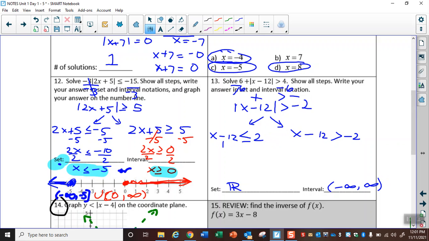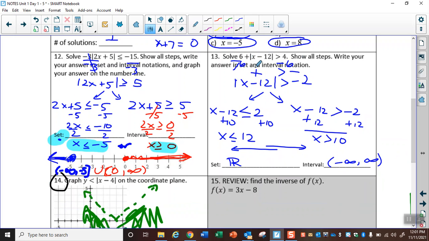If you were to solve it, if you go ahead and add 10 to both sides, you'll see that it ends up shading everything in. So x is less than 12. And then if I add 12 here, add 12 here, I get x is greater than 10. So that's like everything, right? Less than 12 shades to the left, and greater than 10 shades to the right. So basically the whole number line is shaded, and that's how you get all real numbers. But you can save yourself a little work if you realize it up here.